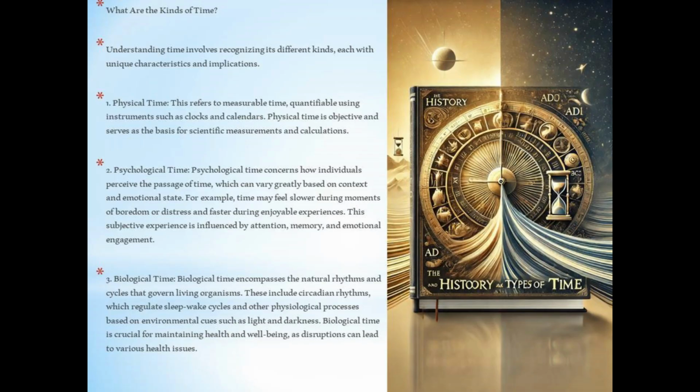Number 2. Psychological time. Psychological time concerns how individuals perceive the passage of time, which can vary greatly based on context and emotional state. For example, time may feel slower during moments of boredom or distress and faster during enjoyable experiences. This subjective experience is influenced by attention, memory, and emotional engagement.